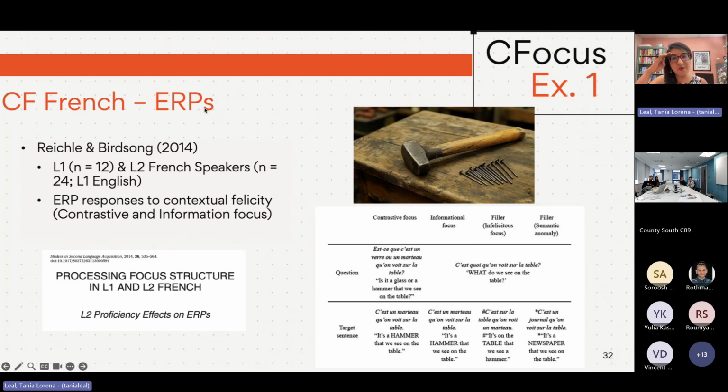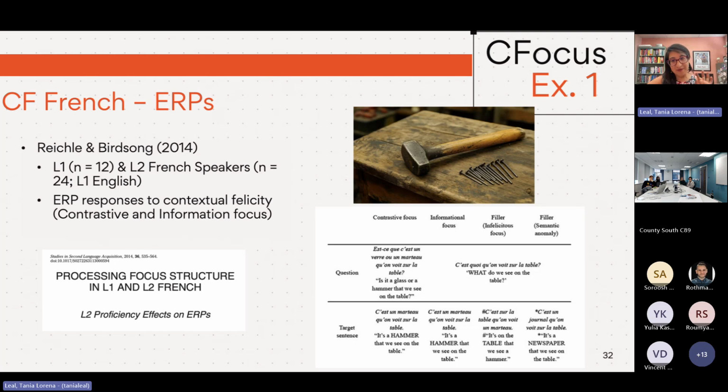They just listen to these sentences and they would be under different informational contexts. So the first one would be a contrastive focus context, something like "est-ce qu'un verre ou un marteau qu'on voit sur la table?" So is it a glass or a hammer that we see on the table? Versus the question for information focus: what do we see? "C'est quoi qu'on voit sur la table?" What do we see on the table?